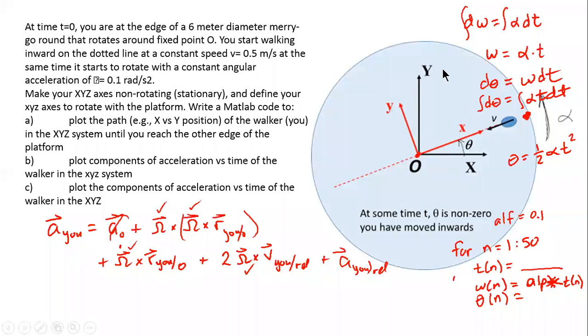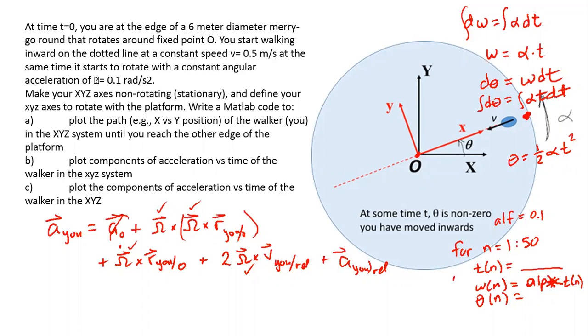Okay, so we're on the Sunday night online office hour. We're going over number 3. What you can see up here on the right is we needed to find out omega, so we figured out that's just the integral of alpha dt. We're simply integrating. So at 1 second, omega would be 0.1.